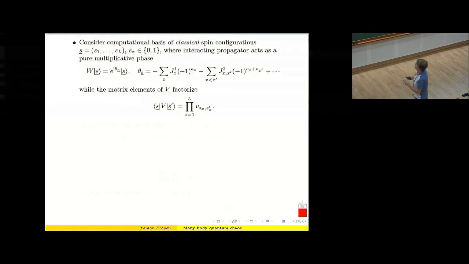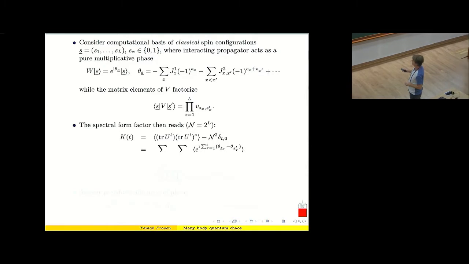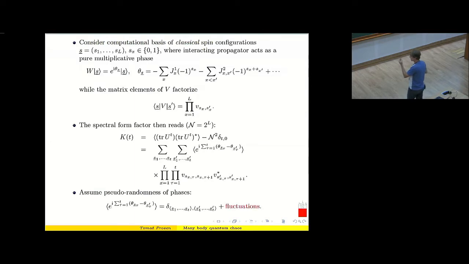It doesn't matter so much. What we arrived at yesterday was this lengthy formula, which is not as horrible as it looks, because we now want to average over the phases. The phases are the eigenphases of the diagonal part of the propagator, and the off-diagonal parts are very simple. They factorize into a product of one-particle matrices, which I call little v, with just two elements, cosine h or i sine h.